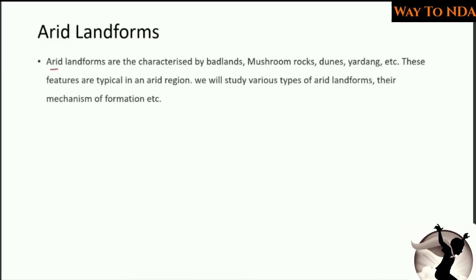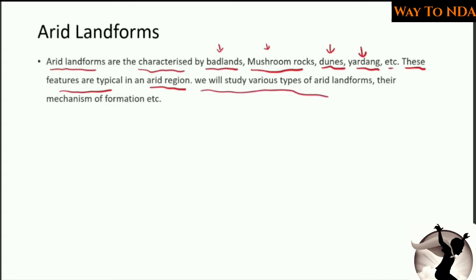Now, the arid landforms are characterized by badlands, then mushroom rocks, then dunes, then yardang, etc. These features are typical in arid regions. So this type of features you will find in the arid areas. We will study various types of arid landforms and their mechanism of formation.